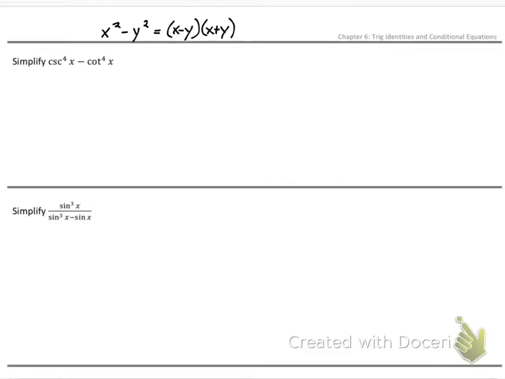So we can rewrite this using difference of squares, and we're going to write it as cosecant squared x minus cotangent squared x times cosecant squared x plus cotangent squared x.